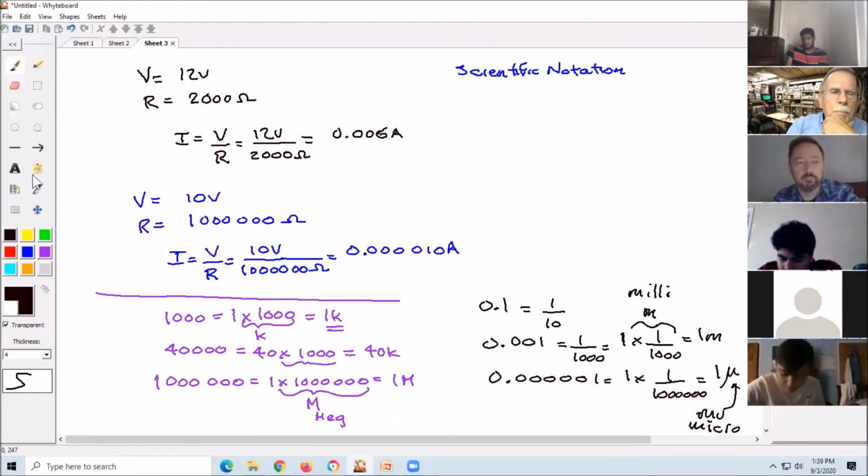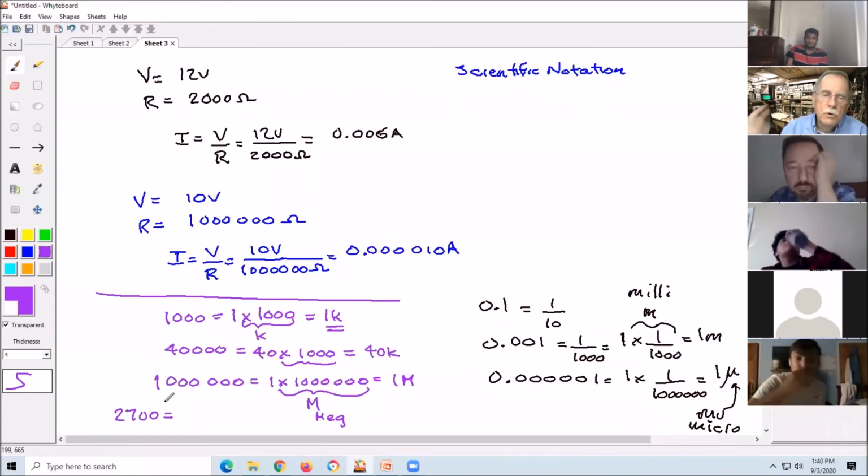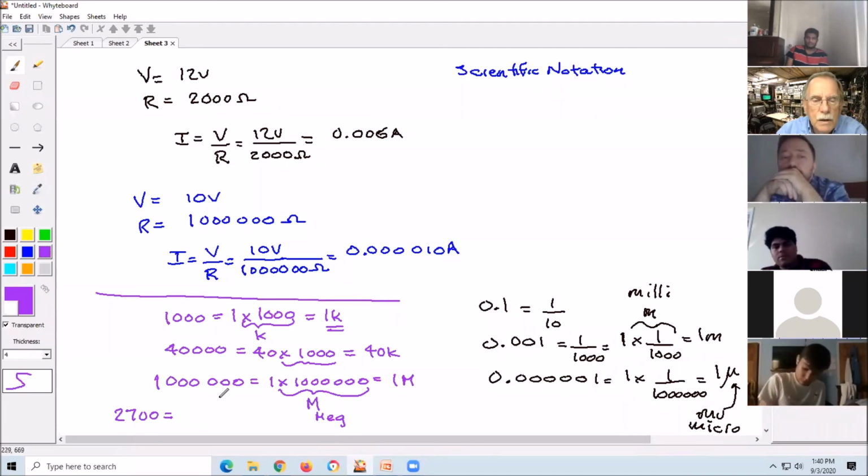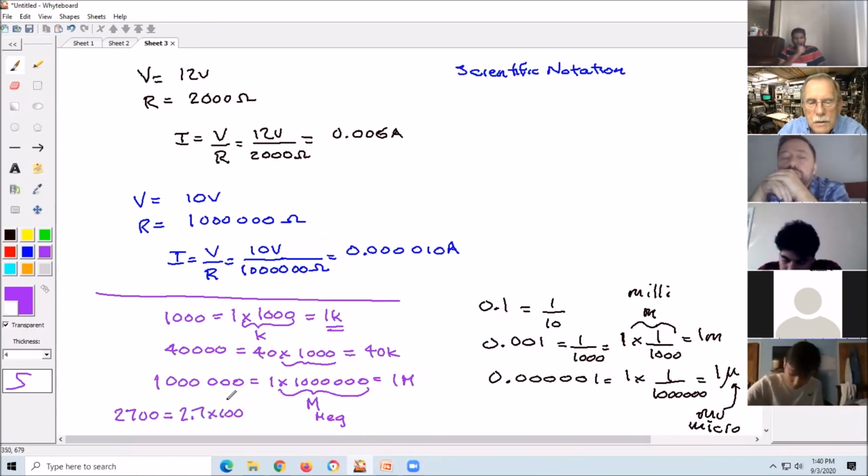Here's a tricky one. What happens if I have 2,700? Any ideas on how we'd write that? 2.7K. In order to think about this, what do I have to multiply times 1,000 to get 2,700? That would be 2.7. So 2.7 times 1,000 is what gives me my 2,700. So I could write this as 2.7K.